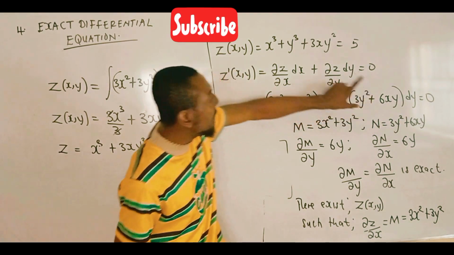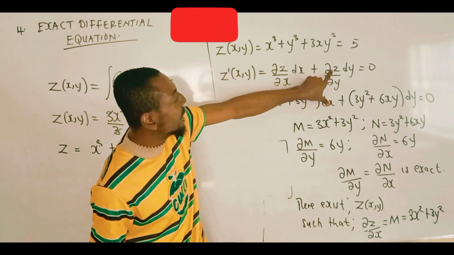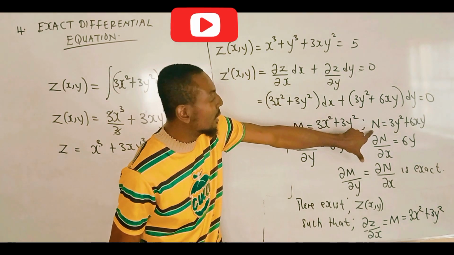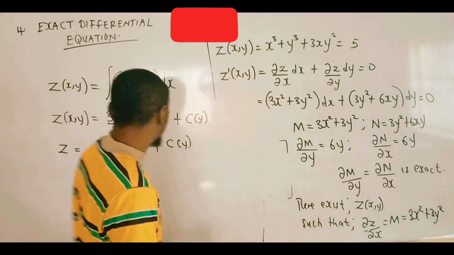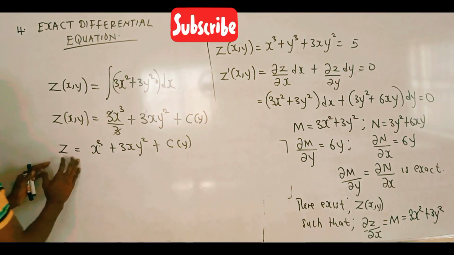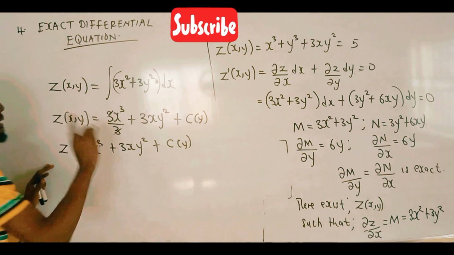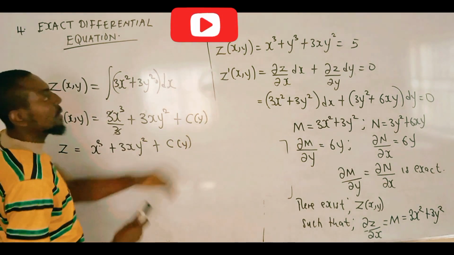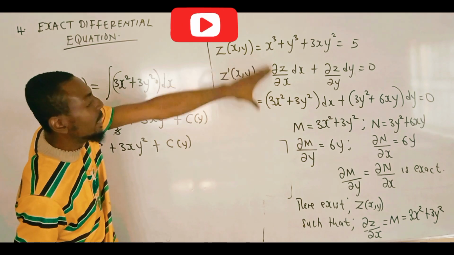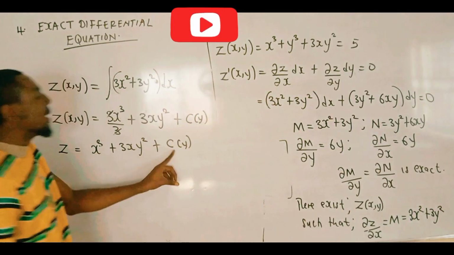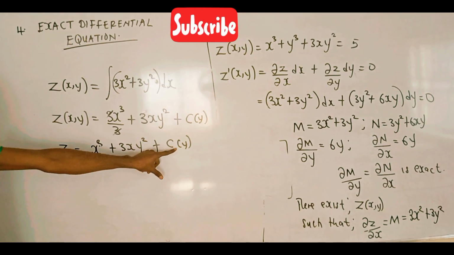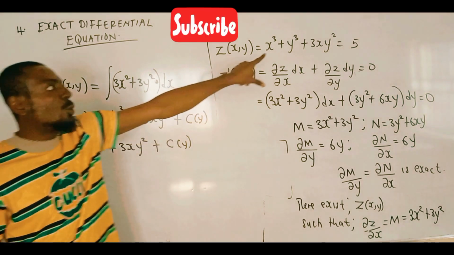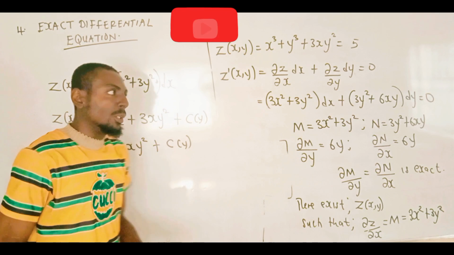So the next one is the partial differentiation of z with respect to y, which will be equal to the second one, which is equal to what? N. So this is the first instance. Then this is our function z. The only thing is that we don't know what c of y is, because the equation we use to generate this function does not contain c of y. So we're going to find the value of c of y, which we'll substitute here to give us the main implicit function.